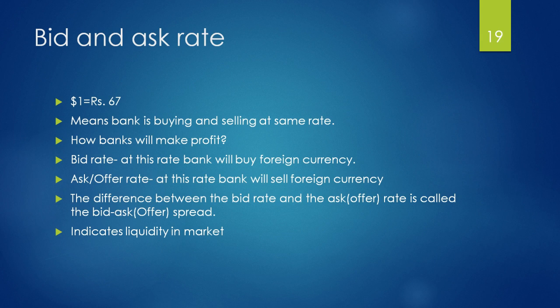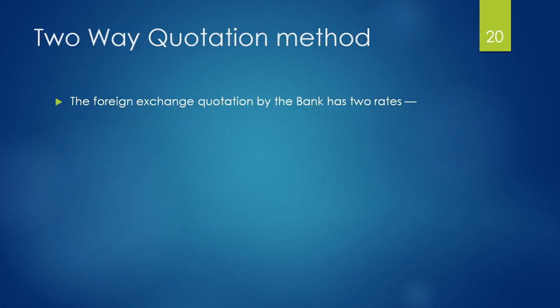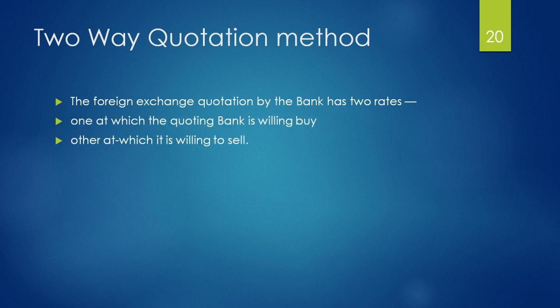So the banks use two-way quotation method to show the buying and selling exchange rate. As we learned, the foreign exchange quotation by the bank has two rates. One at which the quotation bank is willing to buy and other at which it is willing to sell. The two-way quotation is generally written as $1 equals rupees 67 hyphen 67.80. So the first rate denotes that bank will enter into purchase transaction at rupees 67, and the second rate shows that the bank will do sell transaction at rupees 67.80.